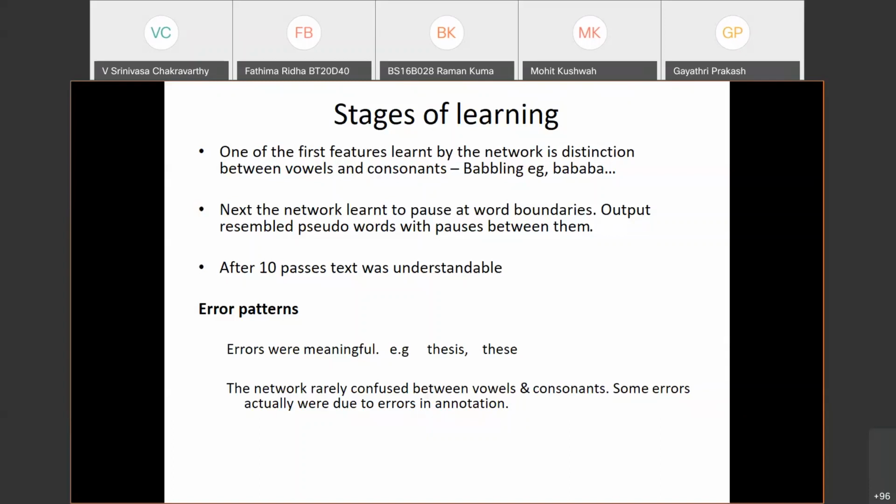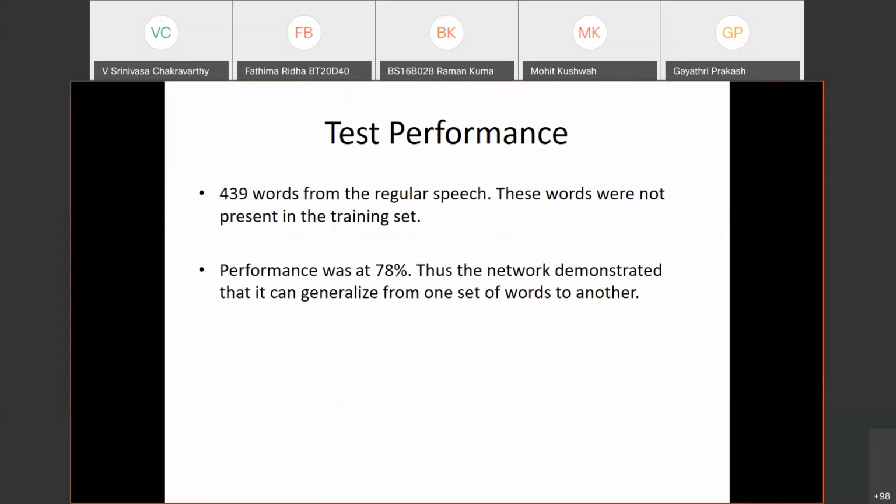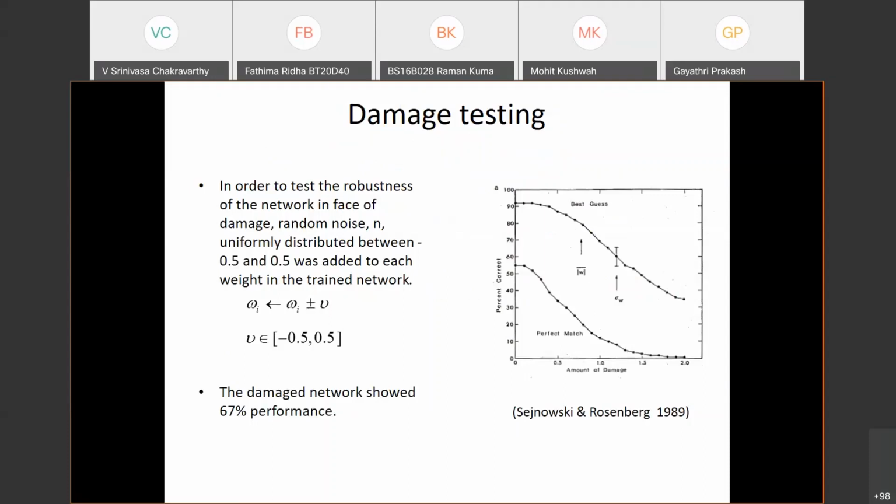And after training, they found that even the errors were quite meaningful, because instead of "thesis," it might say "these," which is very reasonable. It's a decent mistake. It's not totally off. And sometimes what was labeled as a wrong output by the network, in fact, was not a wrong output. There were errors in annotation. So the test data itself had bugs. The network was giving the correct response, but the test data had bugs, so it was labeled wrongly. So network performance was 78%, which is not bad. This is one of the first attempts of this kind.